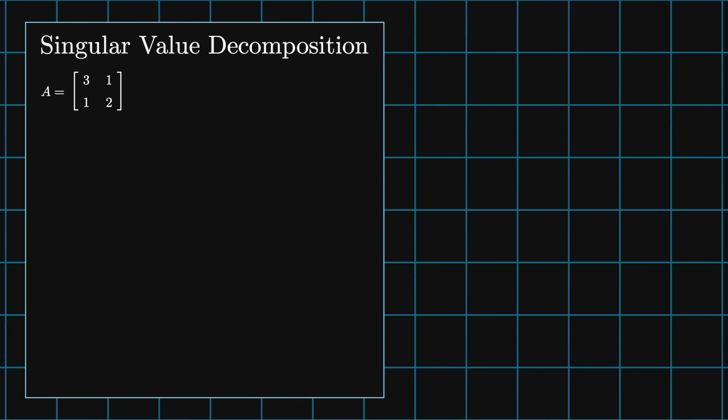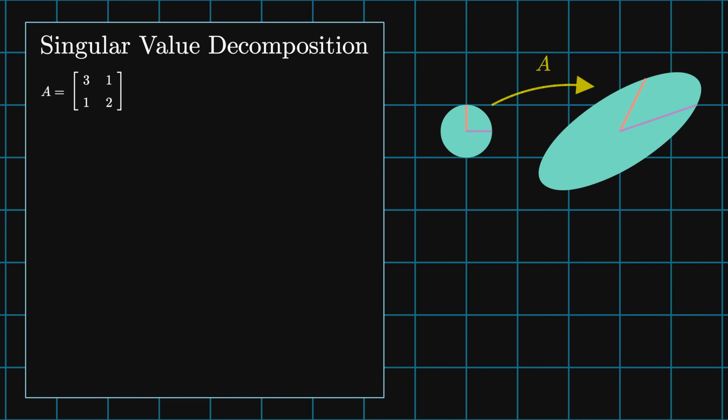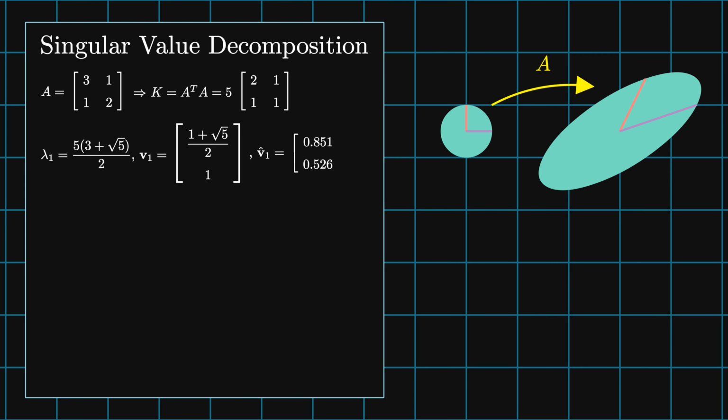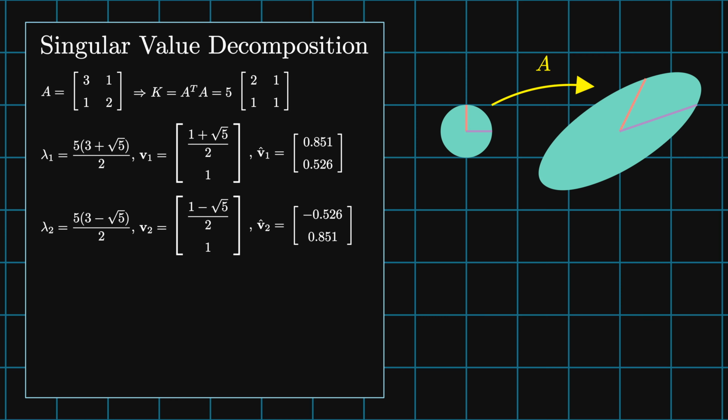Here our matrix A is 3, 1, 1, 2, and this is the linear transformation made by A. Its associated gram matrix is 5 times the matrix 2, 1, 1, 1. The first eigenvalue for the gram matrix is 5/2 times 3 plus root 5, and it has corresponding eigenvector 1 plus root 5 over 2, 1, which can be normalized to 0.851, 0.526. The second eigenvalue is 5/2 times 3 minus root 5, and it has corresponding eigenvector 1 minus root 5 over 2, 1, which can be normalized to minus 0.526, 0.851.